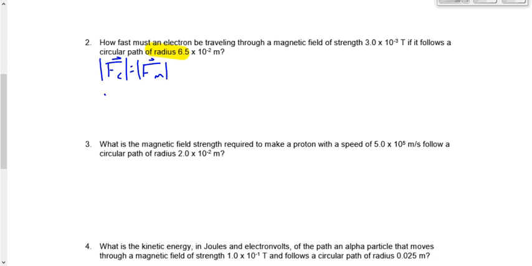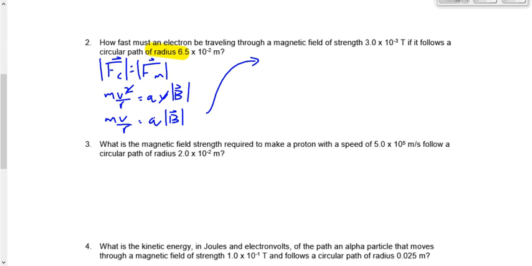So FC is mv squared over R. FM is QVB. And we can cancel one of the V's because it appears on both sides. One V there, one of the V's there. Left with mv over R equals Q times B. Now I want to solve for V. Let's get rid of the R first. How do you get rid of the R?